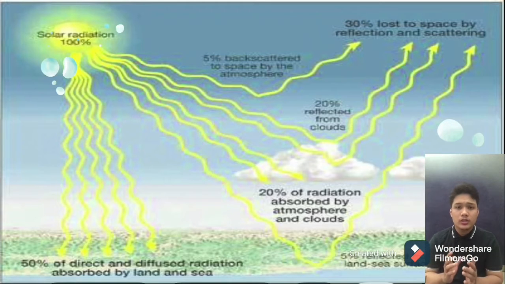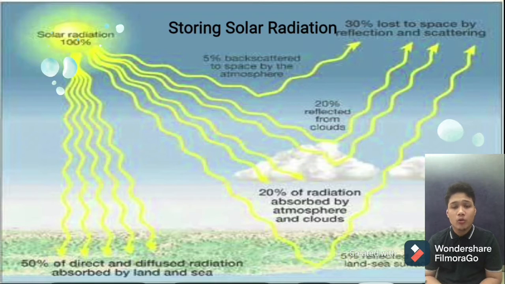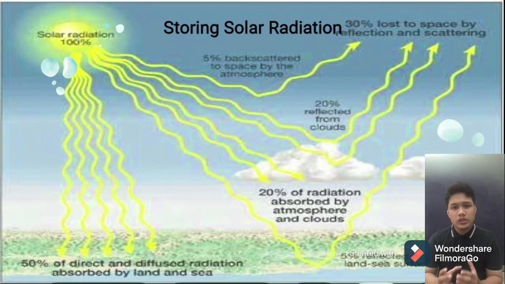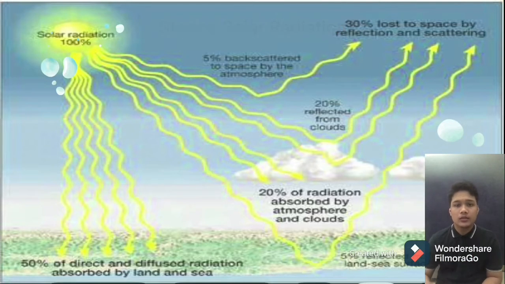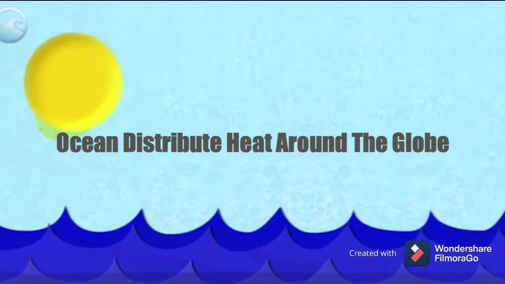Since the oceans cover more than 70% of the Earth, the majority of the radiation from the sun is absorbed by the oceans, particularly in the tropical water around the equator, where the ocean acts like a massive heat-retaining solar panel. The ocean doesn't just store solar radiation, it also helps to distribute heat around the globe.